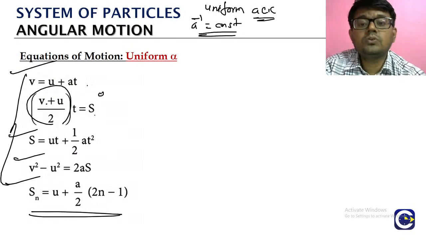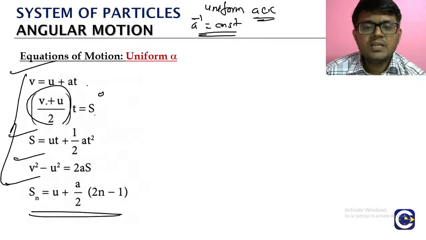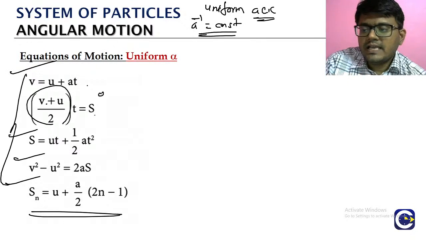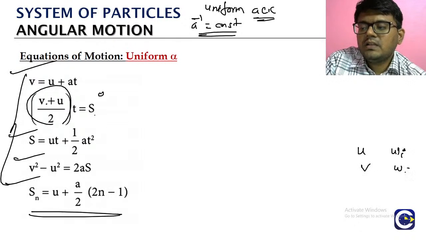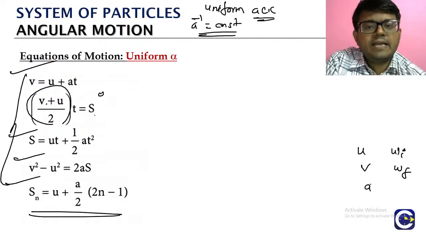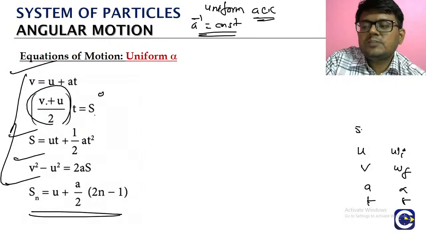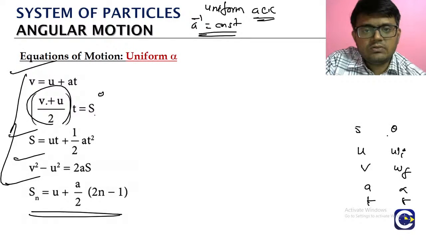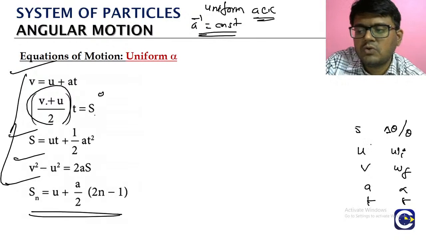We use these by following the sign convention, like vertical straight line motion or horizontal straight line motion. Based on that, we will be using these equations. Now look at these relations. Analogous to u, here we have omega initial; to v, omega final; to acceleration, here we have alpha; and time is the same in both. In the case of displacement, here we have theta, or we can say delta theta, whichever symbol we are using. So all these are analogous notations.